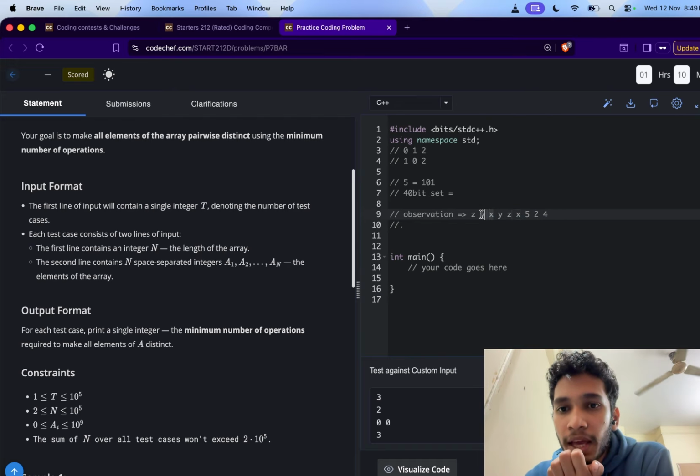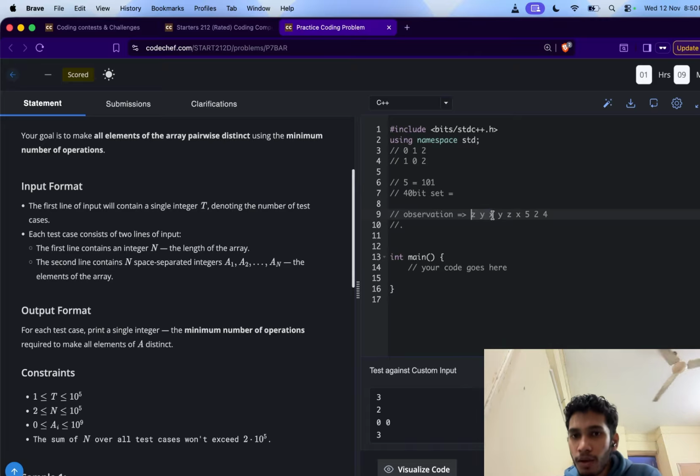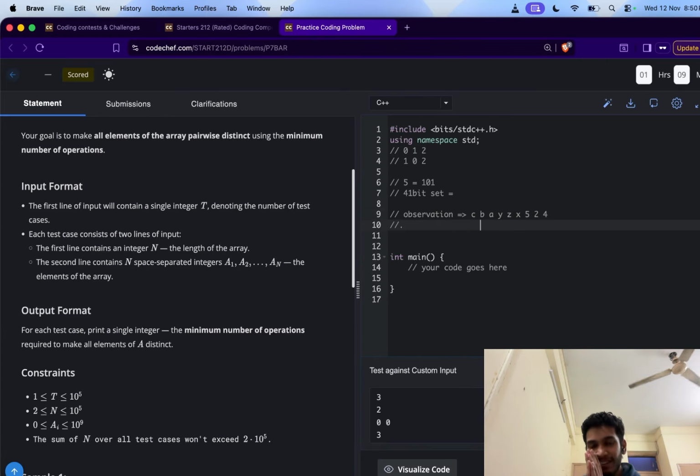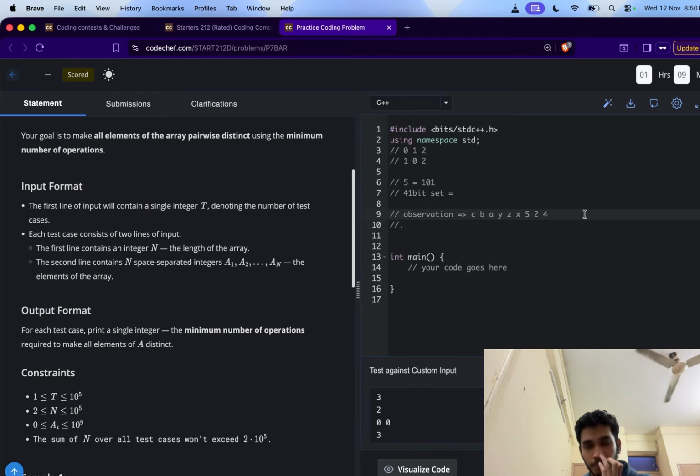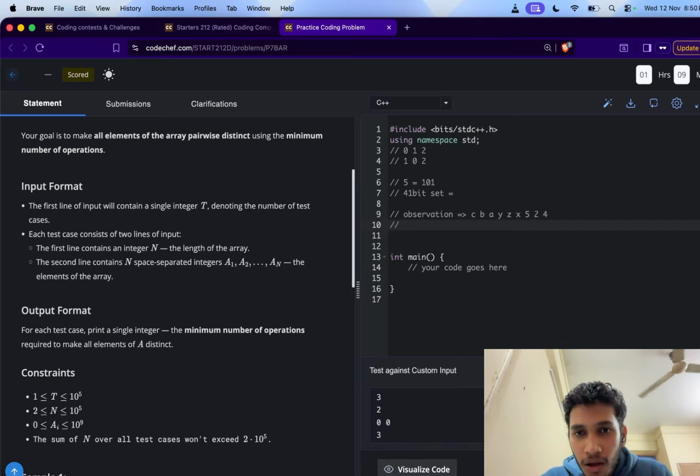Now apply the same operation from 1 to 3. Let's say we set the 41st bit now. It is sure that the 41st bit was not set in any number present to the right of x. So this transforms into a unique new number. Let's say this transforms into A, this transforms into B, and this transforms into C. Am I right? Now we know that the whole array is distinct. I think you have got the observation up till this part.